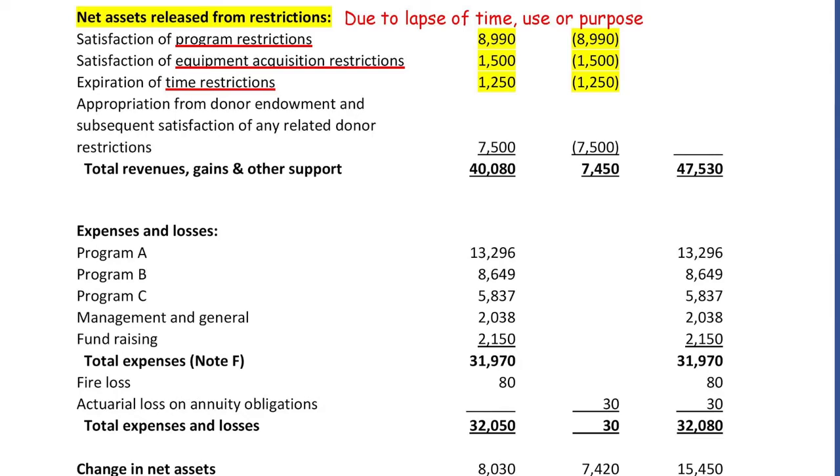The next, we've got net assets released from restrictions due to appropriation from donor endowment and subsequent satisfaction of any related underlying donor restrictions. Highlight the negative $7,500, that's the TRNA, and the positive $7,500, that's the UNA.